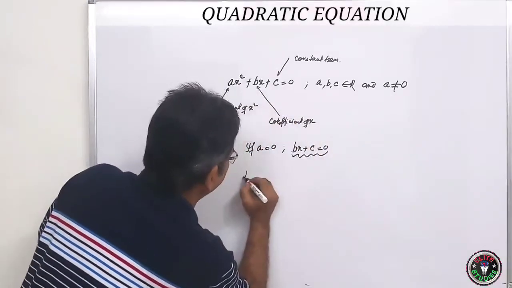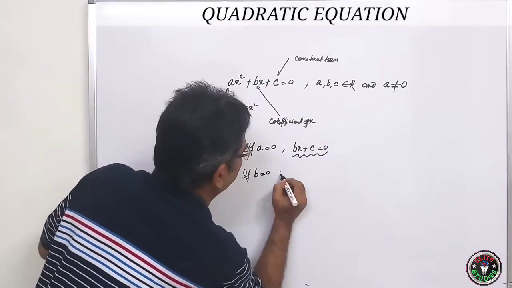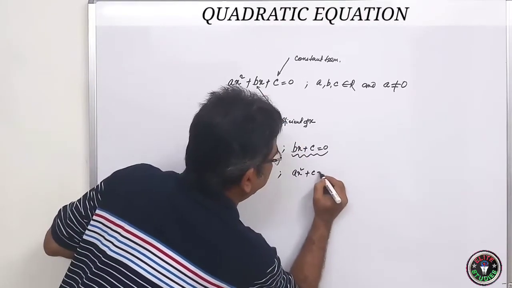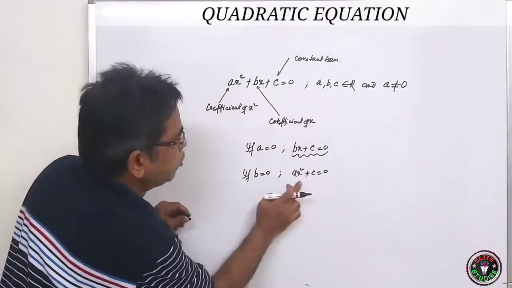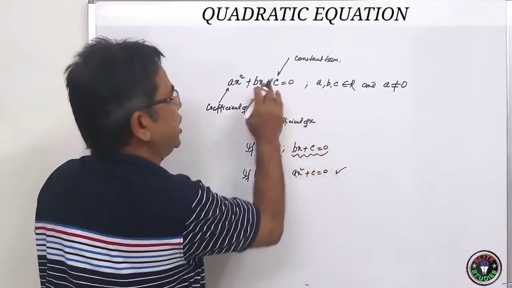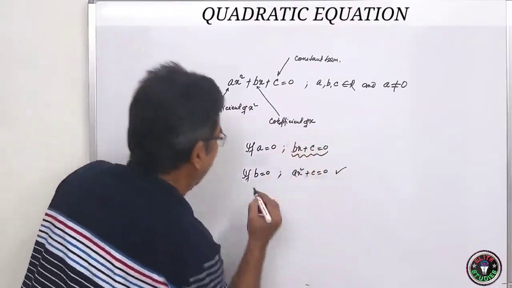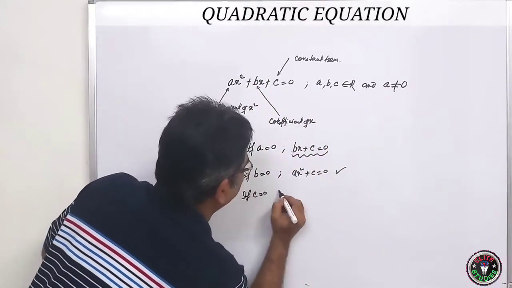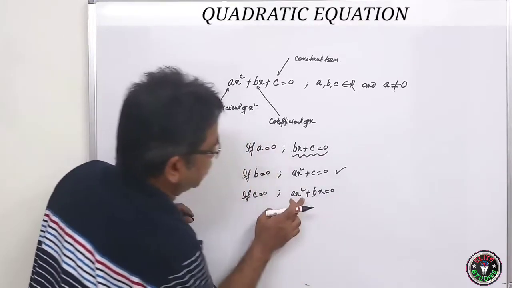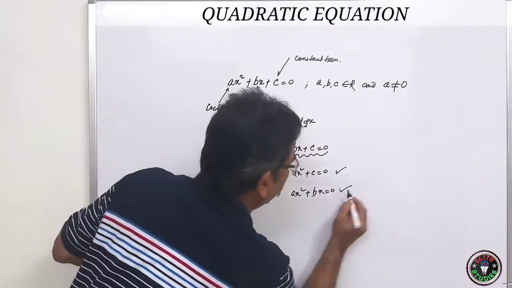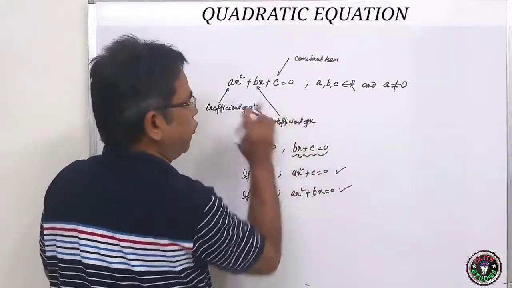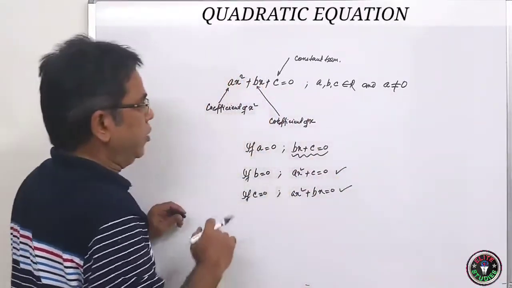Now if B is equal to 0, what happens? We will remain with ax square plus c is equal to 0. So here you see that the degree is 2, so it is quadratic. So here B equal to 0 is possible. Now if C is equal to 0, then we will be left with ax square plus bx is equal to 0. Again the degree is 2. So here also it is possible. But if A is equal to 0, the given equation reduces to linear. So therefore this is not possible. A cannot be equal to 0.